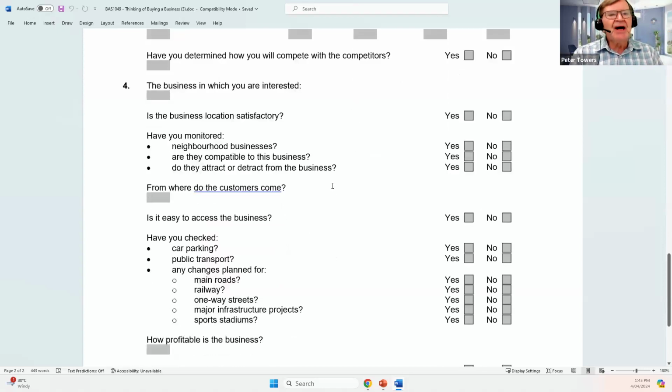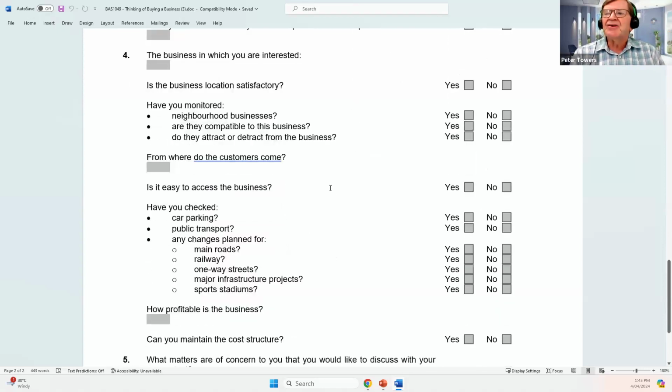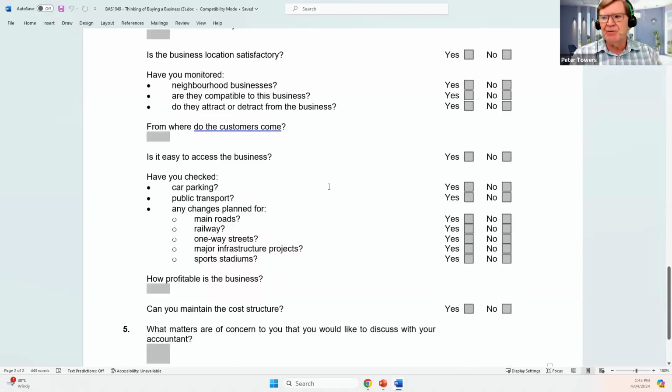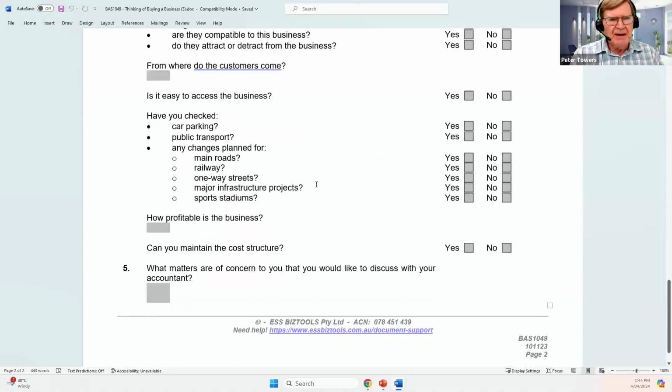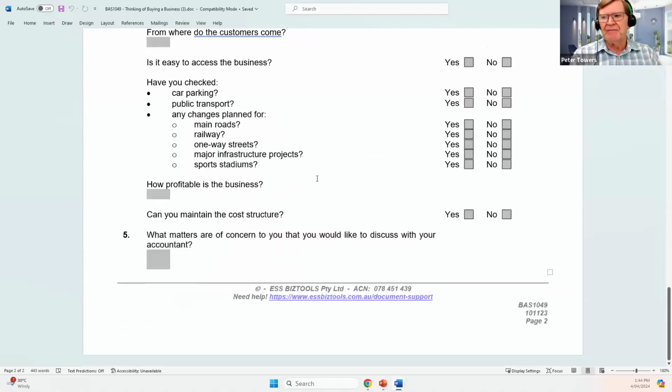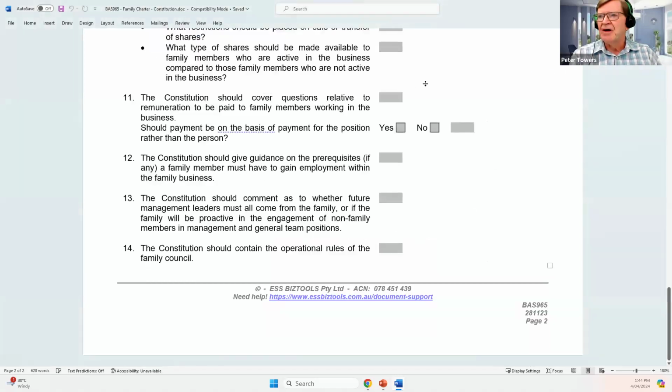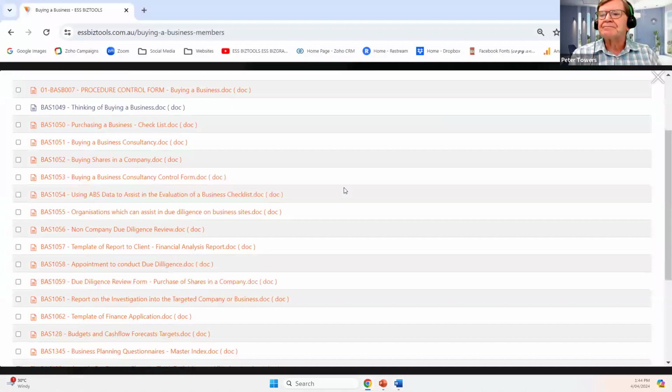And is the business location satisfactory? So is car parking all right? Is public transport all right? Have they made some inquiries whether the main roads authority is going to change the roads or streets in the area? And that can be a massive disruption for a business. Now, you might not always get the right answer, or the client mightn't get the right answer by going off and asking, but at least I think they should be making inquiries of the council or whoever they're dealing with.